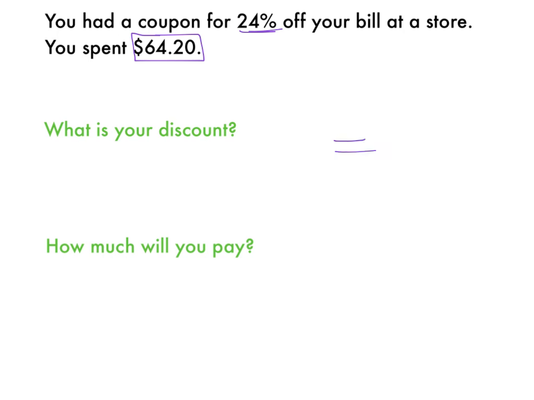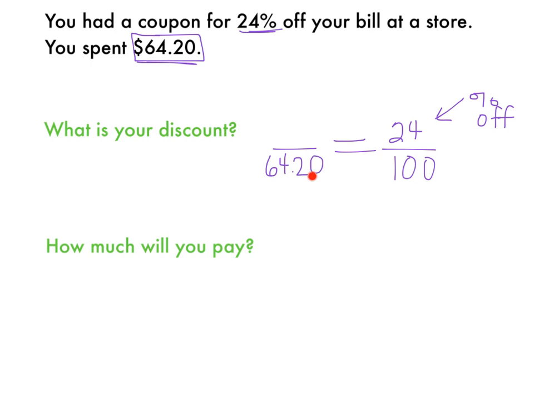All right, so to find your discount, let's go ahead and set up a proportion. I know I get 24% off my bill, so my percent's going to go over 100. Now remember, this is the percent that you're getting off. Okay, across from that, $64.20, that's 100% of my bill right now. So that's why I put it across from the 100%. 100%, that's 100% of the bill. I want to find what's the amount that I'm going to get off.